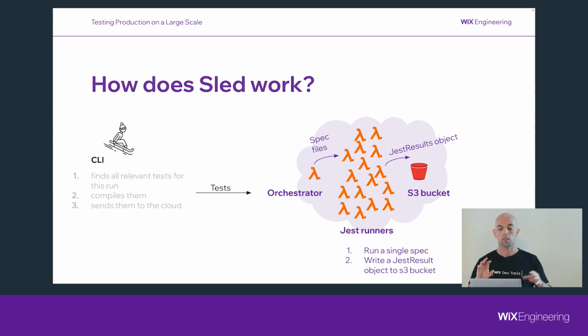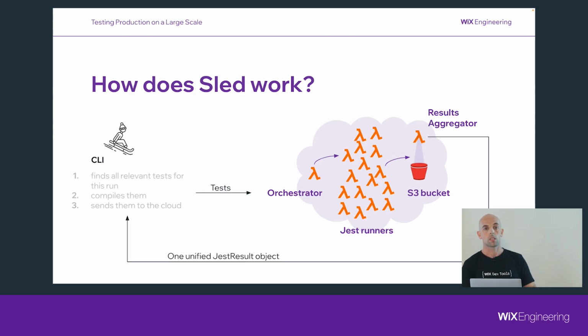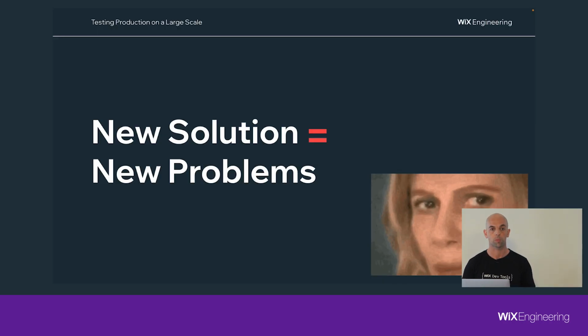And then when all of them have finished their work, they put the result back in an S3 bucket. And once everything is done, we take all the results and combine them into one result, one thing that has all the information that we need, and we return this result back to the CLI. The CLI knows how to interpret this result and decide if the build passed or failed on its own.